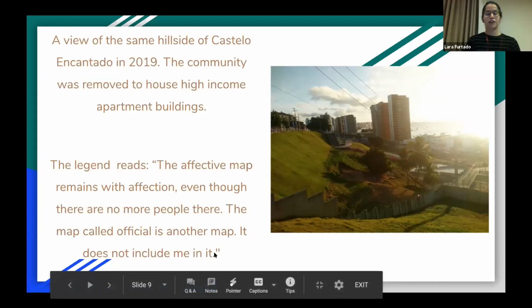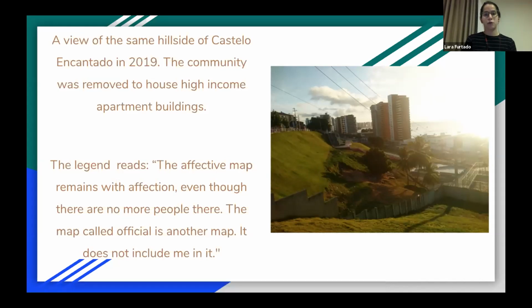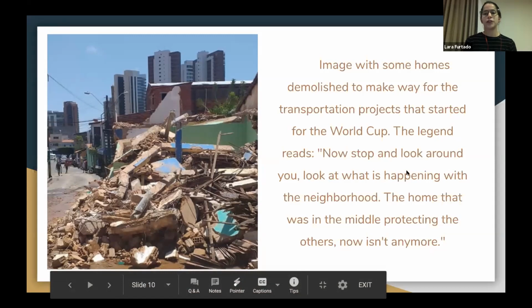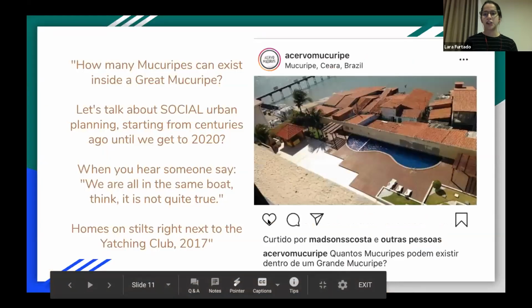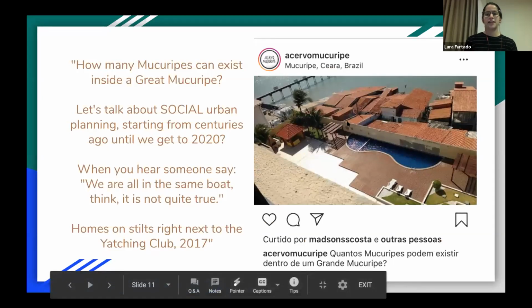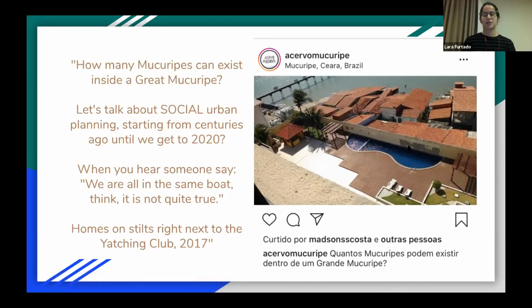So they have over 5,000 followers, and they use this platform to also highlight other issues that their neighborhood is suffering. They were big advocates during the World Cup development projects, right? They removed a lot of houses. So stop and look around you, look at what is happening with the neighborhood, right? There's this very clear message, and they also show the unequal disparities, right? So this is homes being built on stilts, and right next to it there's a yacht club, right? And a lot of homes were also displaced to house this yacht club.